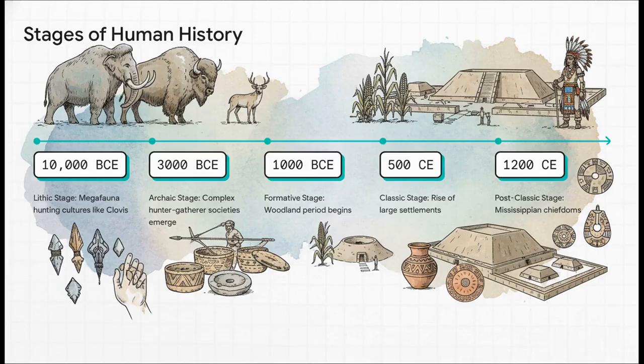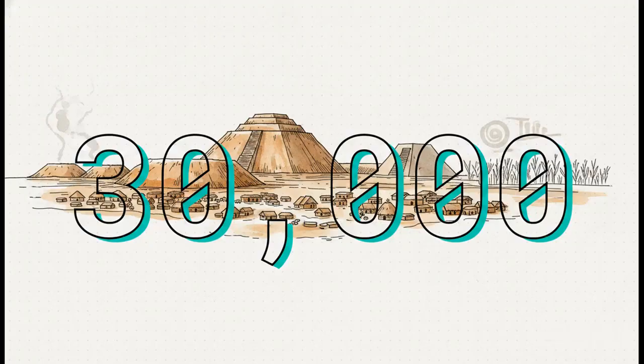Think megafauna hunters with incredibly crafted spear points. Then, as the climate stabilized around 3000 BCE, we see the Archaic stage emerge with complex hunter-gatherer societies, and that eventually evolved straight through the formative and classic stages, right into the highly structured agricultural societies of the post-classic period around 1200 CE.